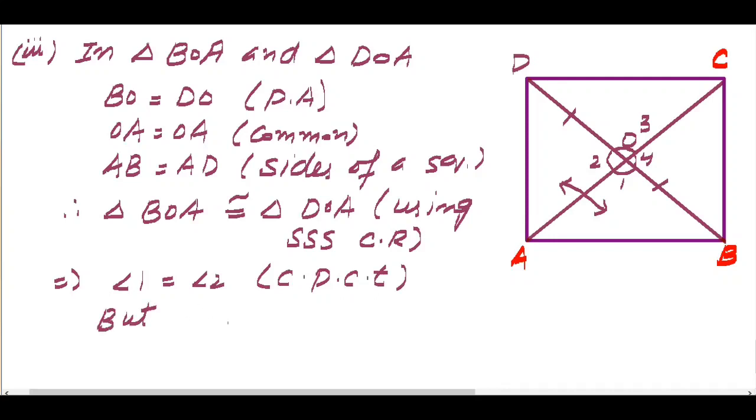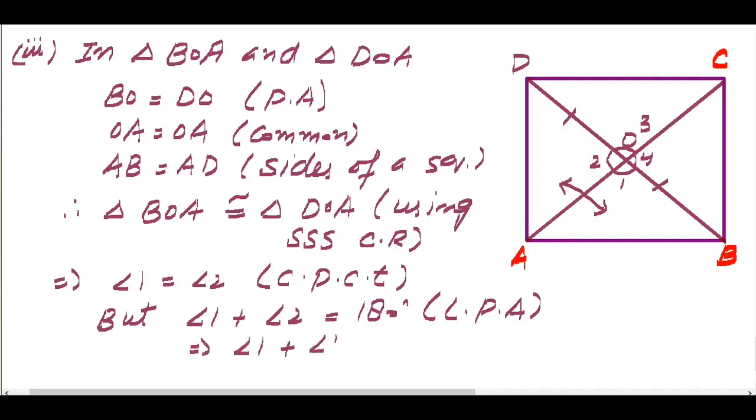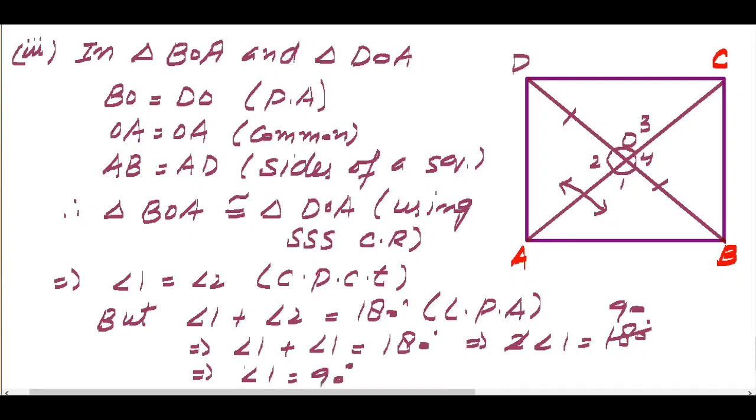DOB is a straight line. That means angle 1 plus angle 2, their sum must be equal to 180 degrees because of the linear pair of angles. Now we have proved above that angle 1 is equal to angle 2. So we can write angle 1 plus angle 1 is equal to 180, which implies 2 times angle 1 will be equal to 180. You can cancel 2, which implies angle 1 is equal to 90. When angle 1 is equal to 90, this implies angle 2 is equal to 90.